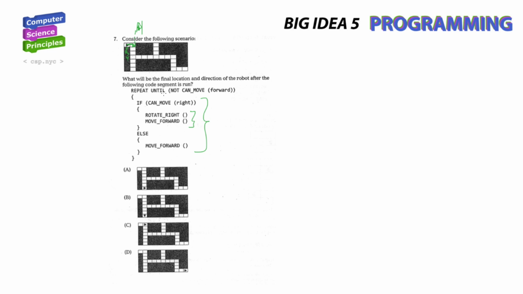So as we go back up to the top, it says repeat until cannot move forward. Well, it can't move forward in this square, so therefore the repeat stops. And so it's a little messy up on the top where I've drawn it, but I'm trying to draw what C looks like. So it's repeated this whole thing until cannot move forward, and it cannot move forward when it gets here.